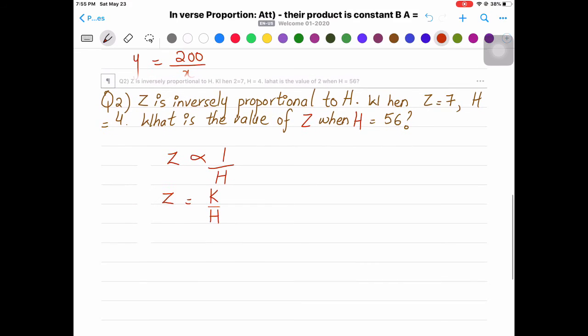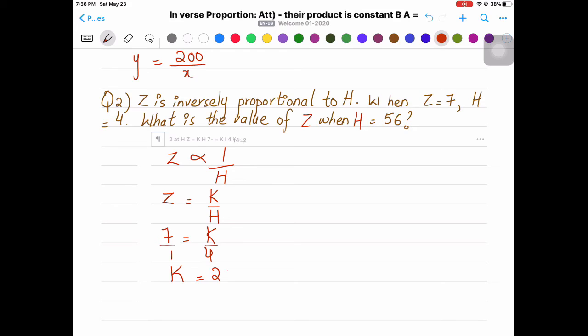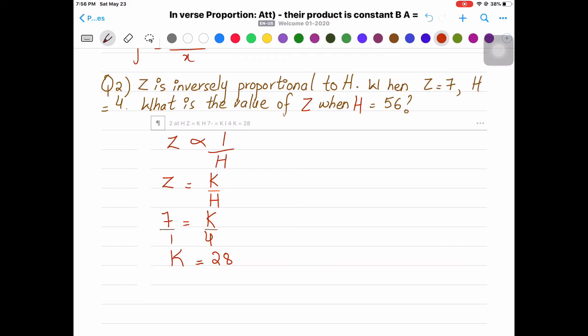Anyway, let's do it. Okay, we are done with the first step. When z equals 7, h is equal to 4. So what I've done here is that I've replaced z by the value of z and h by the value of h. So now we'll be able to find the value for k. We'll just cross multiply. So k into 1 is k, 7 into 4 is 28. It is 28, right? Perfect, it's 28. Okay, so k equals 28, and then we're going to put it in the original equation.